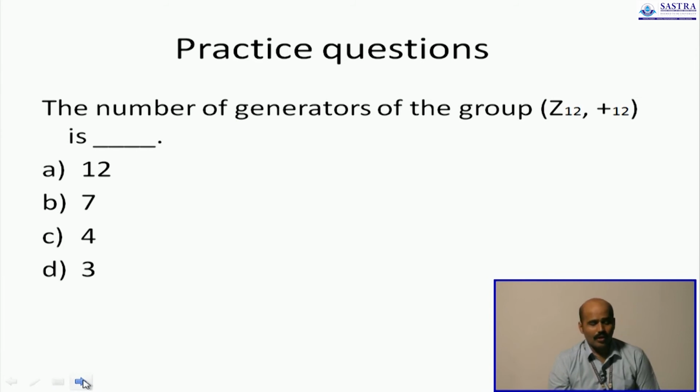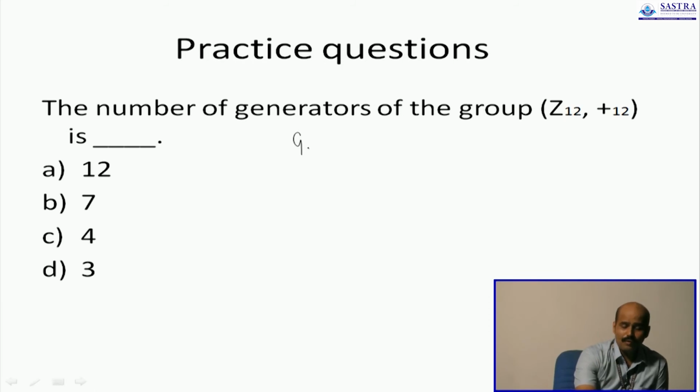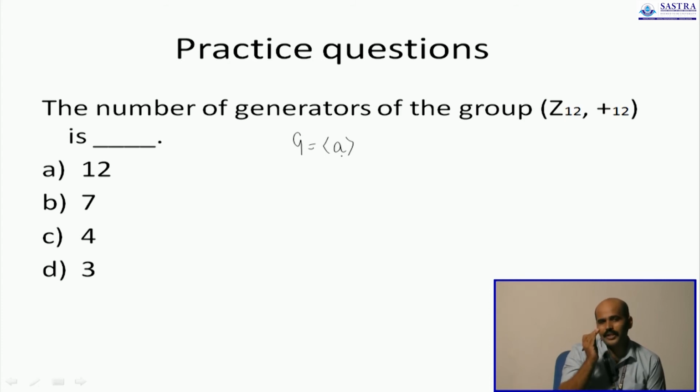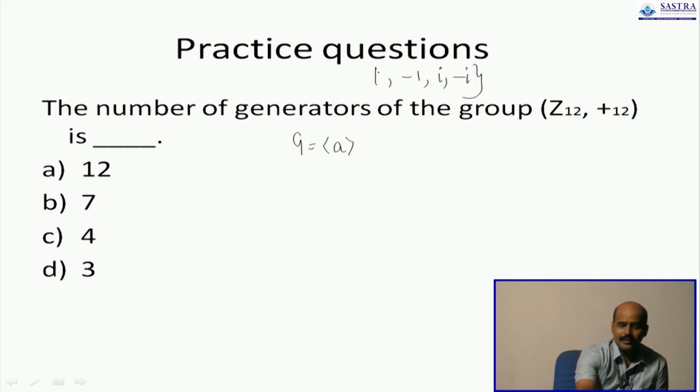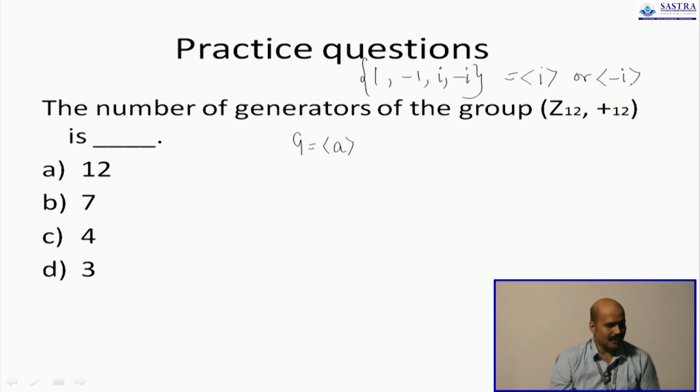Proceeding further, we are looking at the number of generators of the group Z12 plus 12. You can recall that the term generator is associated with the group which is called a cyclic group. Any group that is a cyclic group is of such a form that you can express any element using some particular element. We saw that 1, minus 1, i, minus i is a cyclic group. It is generated by i or minus i, easily generated by one of these, and therefore the group is cyclic.